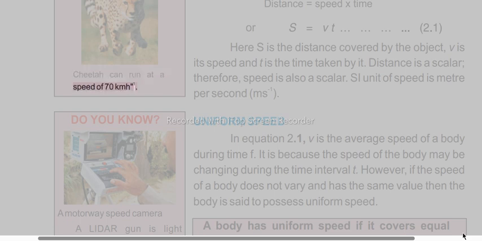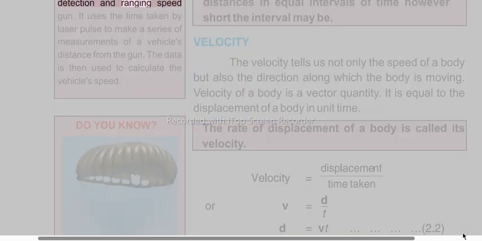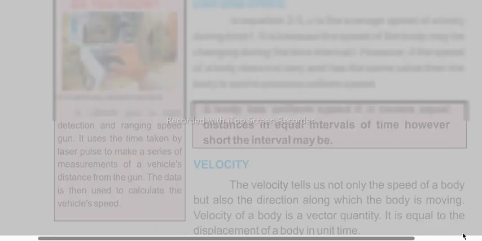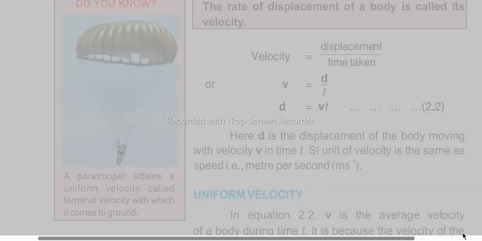A cheetah can run at a speed of 70 km/h. A motorway speed camera, a lidar gun, is a light detection and ranging speed gun. It uses the time taken by laser pulse to make a series of measurements of a vehicle's distance from the gun. The data is then used to calculate the vehicle's speed. Do you know? A paratrooper attains a uniform velocity called terminal velocity with which it comes to ground.